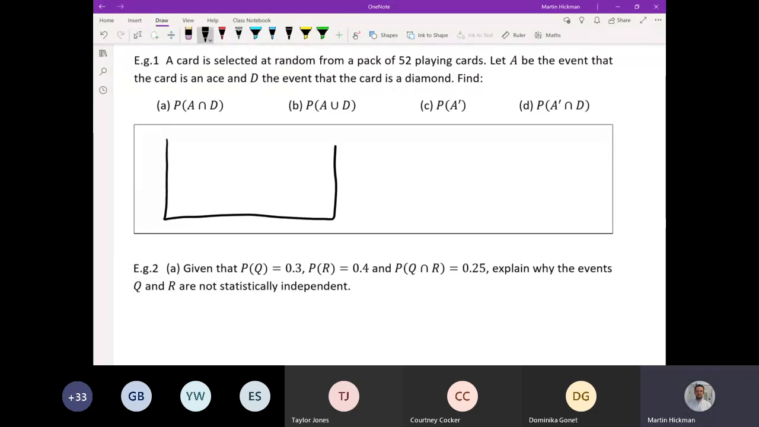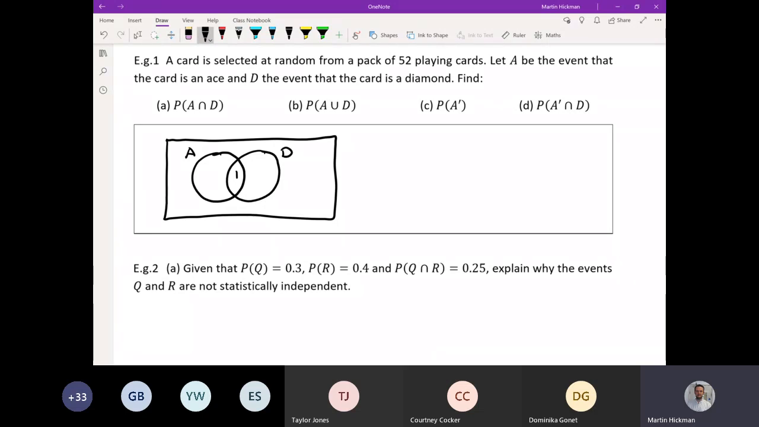So I'm going to draw my Venn diagram. Drawing that rectangle is important, so that you have all events happening there. I'm going to put an A for aces and D for diamonds. In terms of filling out this Venn diagram, we did a very similar example last week. There's only one ace of diamonds.